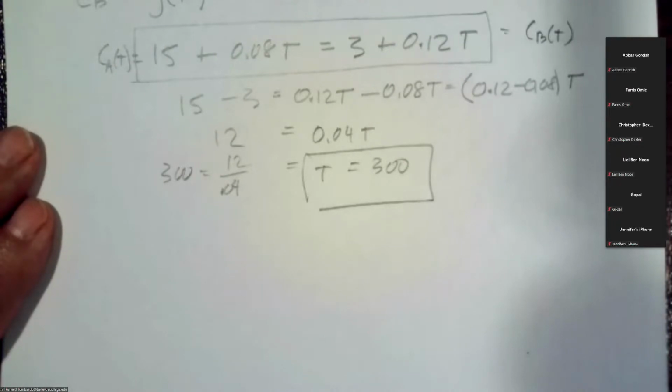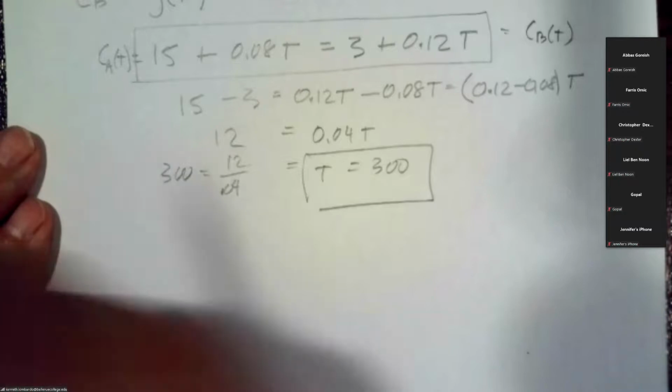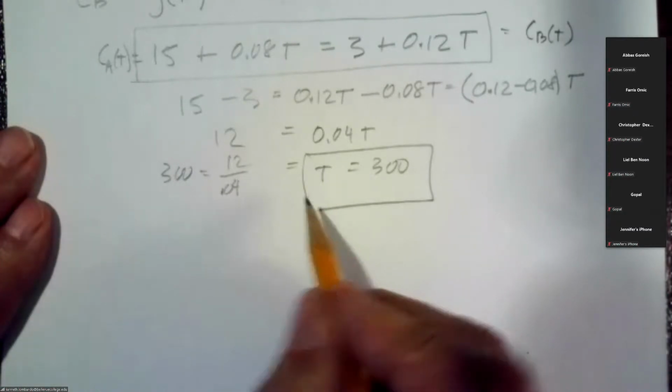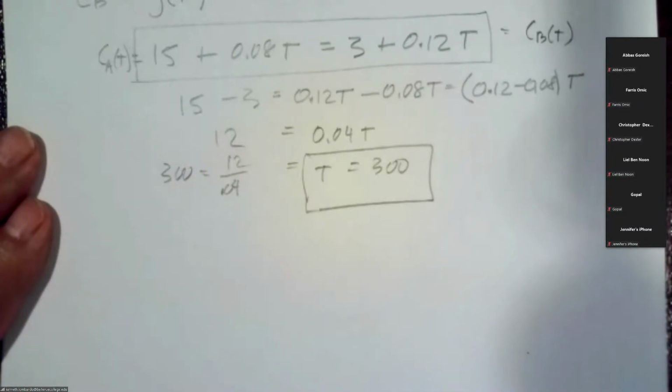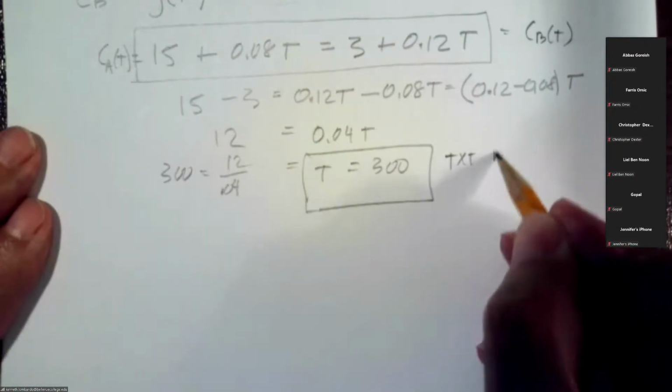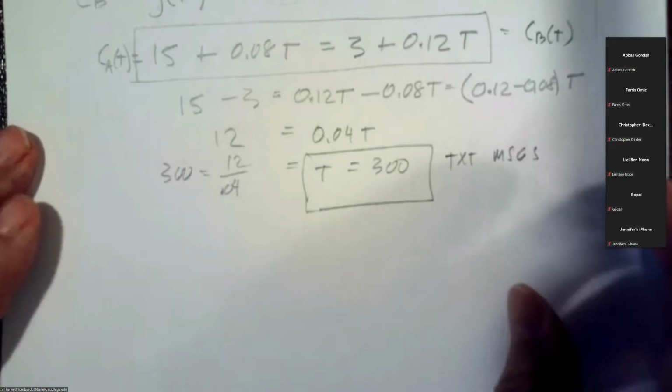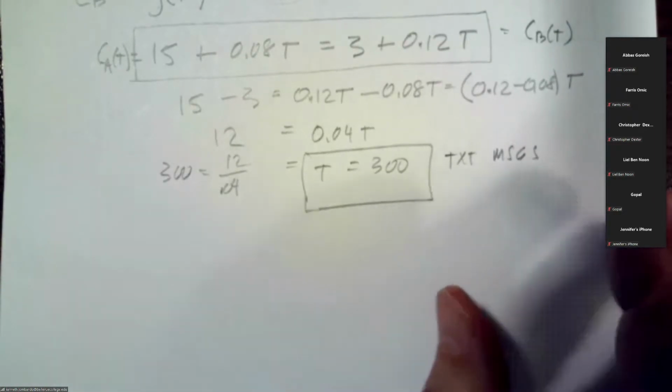Okay. And what is this t? What are the units of this 300? What is that? Apples or pounds or cubic centimeters? Or what is that 300? Text messages. Okay.